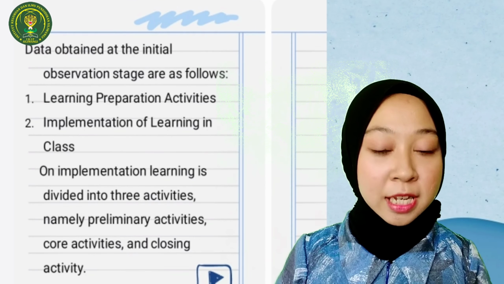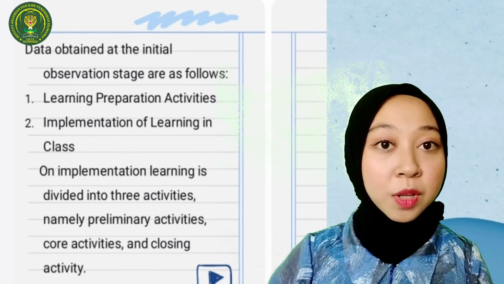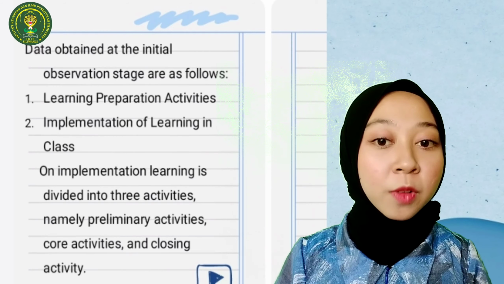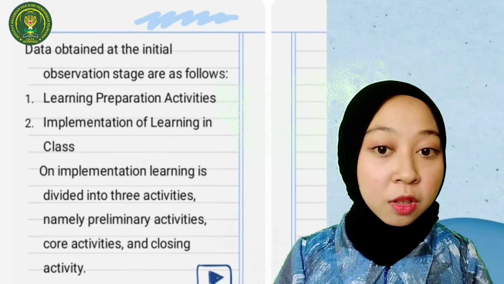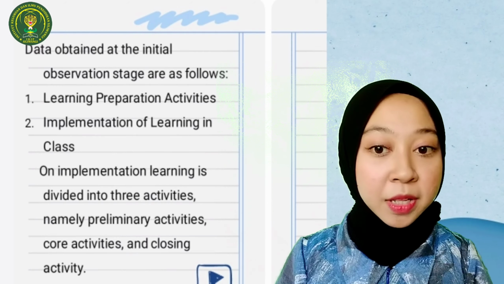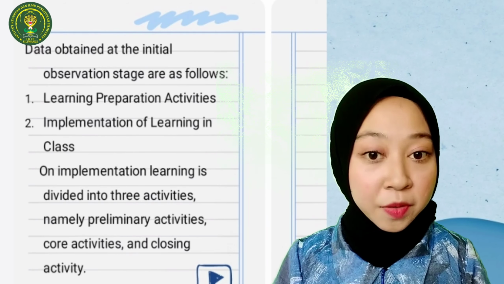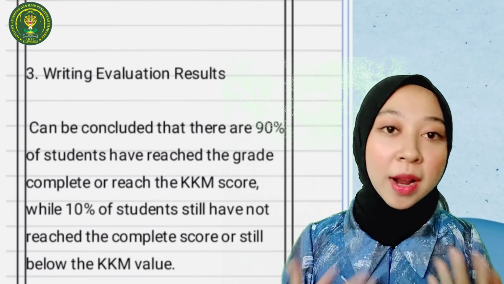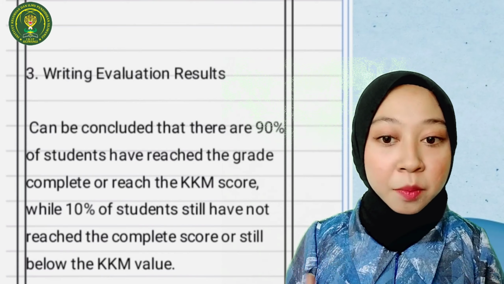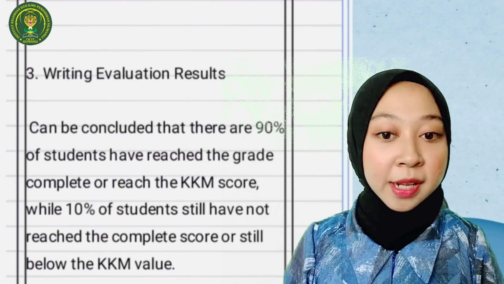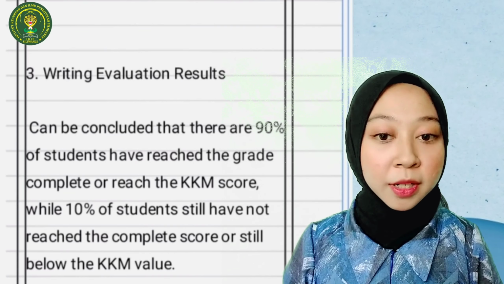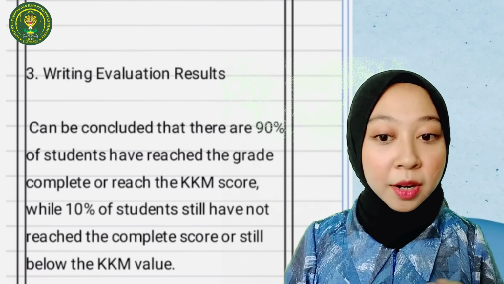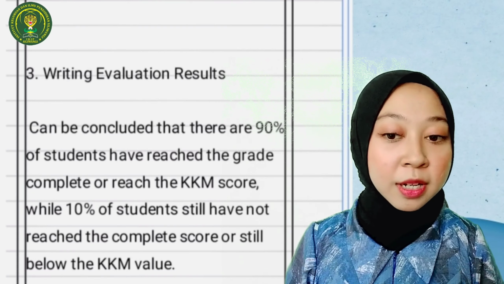Data obtained at the initial observation stage are as follows. 1. Learning preparation activities. 2. Implementation of learning in class. On implementation, learning is divided into 3 activities, namely preliminary activities, core activities, and closing activity. 3. Writing evaluation result. Can be concluded that there are 90% of students have reached the grade complete or reached the KKM score, while 10% of students still have not reached the complete score or still below the KKM value.